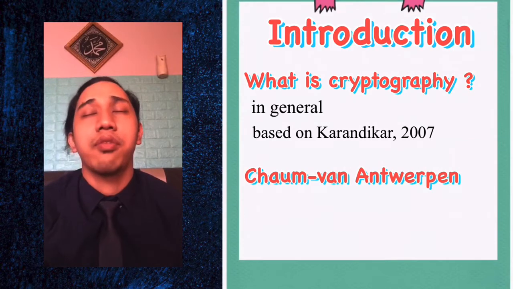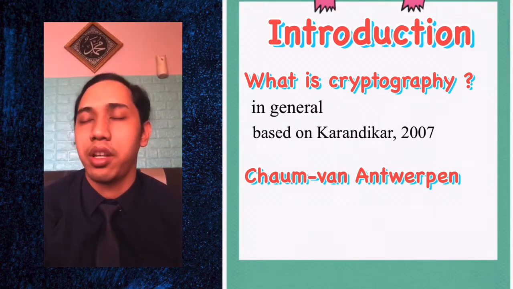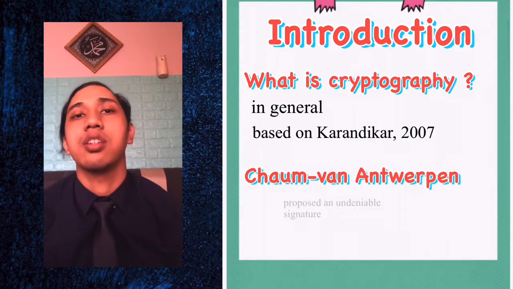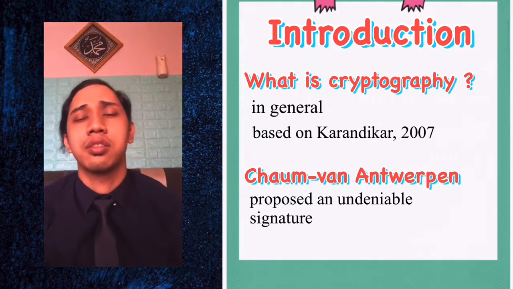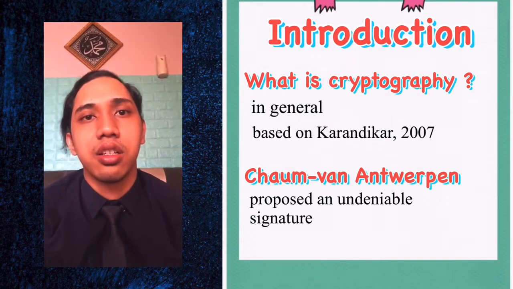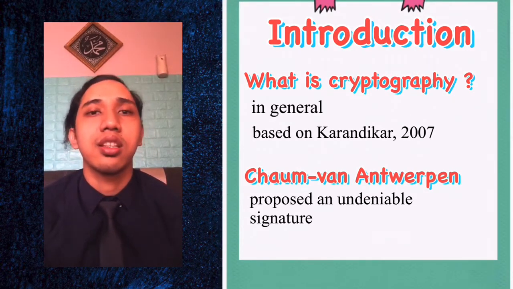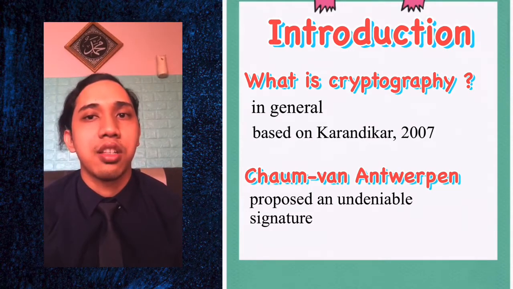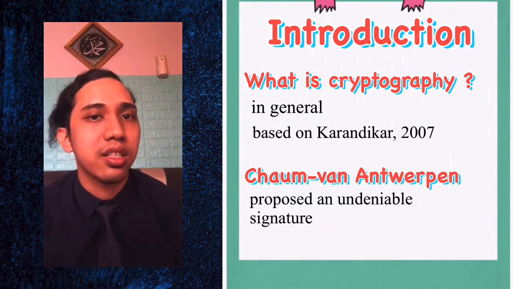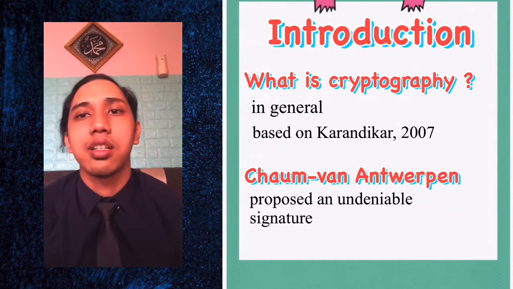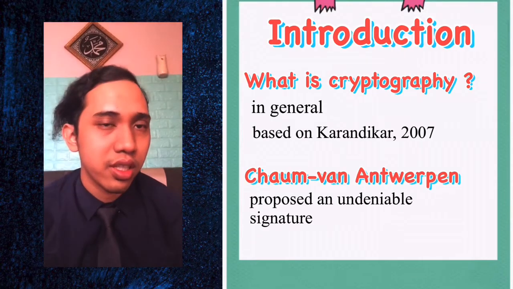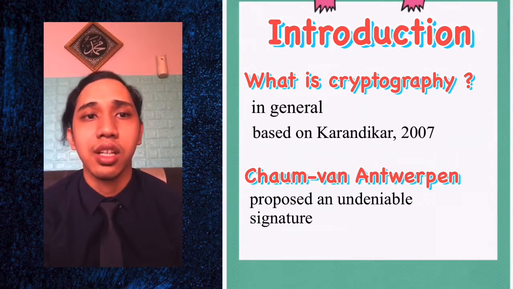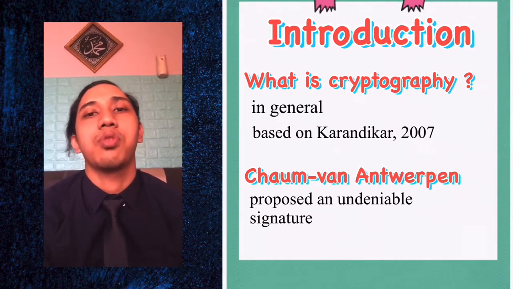Next is Chaum and van Antwerpen. Who is Chaum and van Antwerpen? Actually, these two persons, David Chaum and Hans van Antwerpen, are the ones who proposed an undeniable signature. An undeniable signature is a digital scheme that allows the signer to be selective to whom they allow to verify the signature. The scheme adds explicit signature repudiation, preventing a signer from later refusing to verify a signature by omission, which is a situation that would devalue the signature in the eyes of the verifier. Today, it is well known as the Chaum van Antwerpen signature scheme.